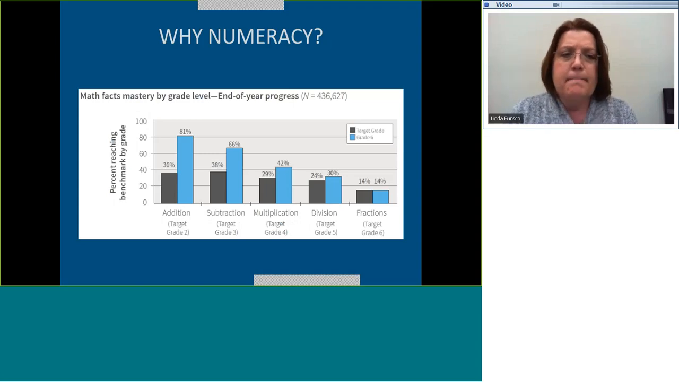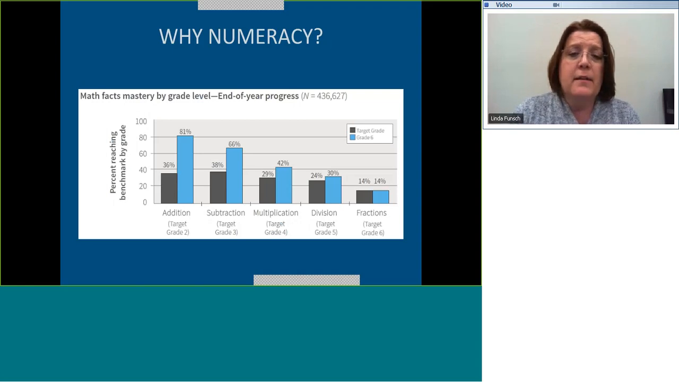This is another one of my favorite graphics because it talks about why the need for numeracy. You know, it goes back to teachers in the secondary world saying it's really tough for us to give up some time to these basic skills that students should have had before they came to us, that they should have automaticity with, but you can see the data is showing us that they don't. So I think this is a very powerful graphic.